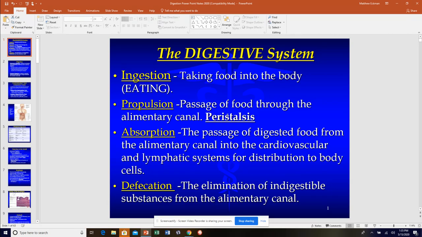Before we get into the PowerPoint and talk through the notes a little bit, I just want to let you know that this is definitely going to be an abbreviated version. The digestive system is pretty complex and pretty long, but I'm going to try and box it up for you as quickly as we can.